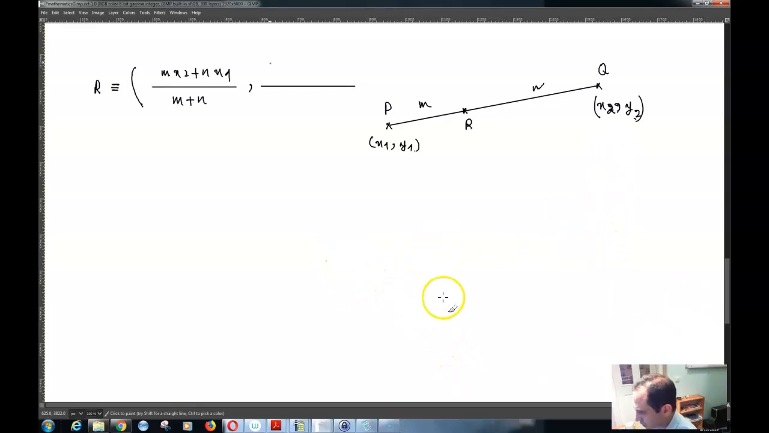And what that means is that if AD to DB is equal to AE to EC, then you can say that DE is parallel to BC.